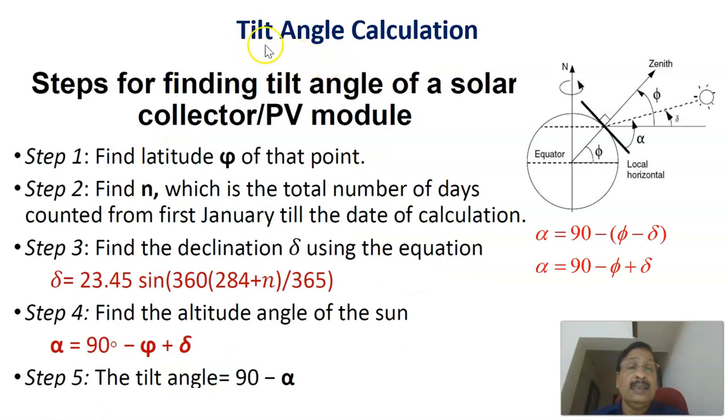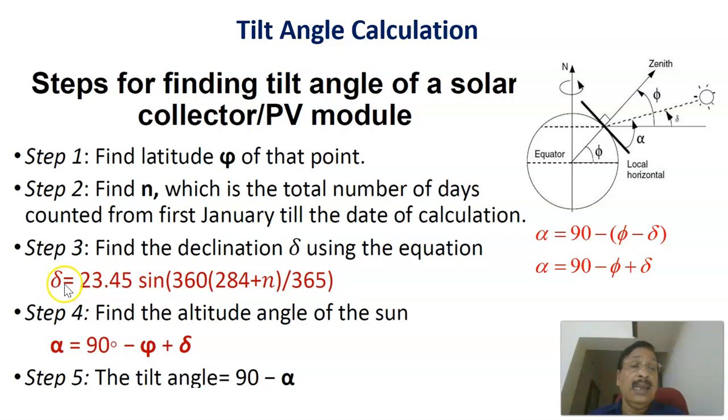Now let us see a tilt angle calculation. These are the steps involved in calculating the tilt angle of a solar collector or PV module. The first step is to find the latitude phi of the point where we have to calculate the tilt angle. Then find n, the total number of days counted from January till the date of the calculation. Knowing n, you can calculate delta, the declination angle, as I already explained, using that equation.